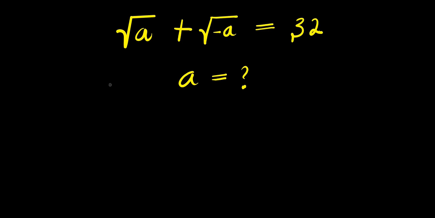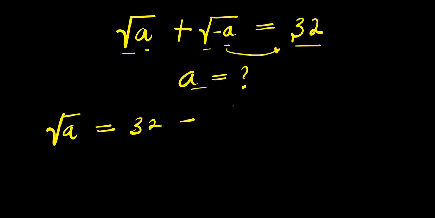Hello, how to solve this radical problem? This is square root of a plus square root of negative a equals 32. Solving for the value of a. So we start by moving this over here. That means we have square root of a equals 32.